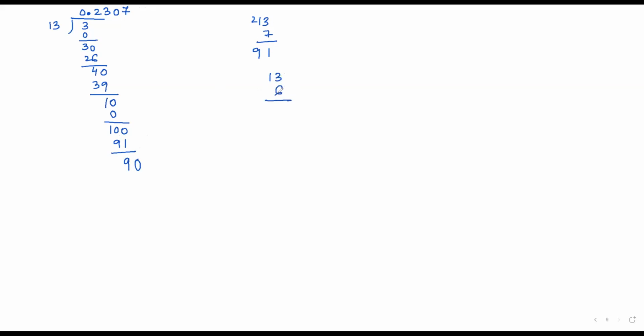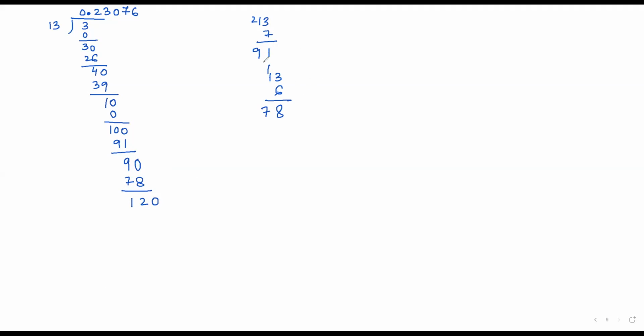So 3 into 6 is 18. Carry 1. 6 and 1, 78. So it will go 6 times, which is 78. So 10 minus 8 is 2. Now 8 minus 7 is 1. So 12 is the remainder. Make it 120. Okay.